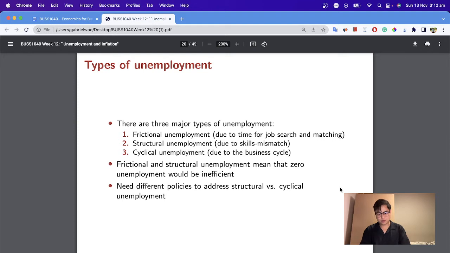And then there's cyclical unemployment. For example, because my company is experiencing tough times, I am cut as redundant. So these are basically the three reasons for unemployment.